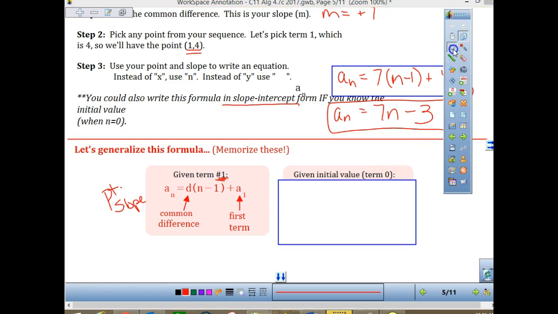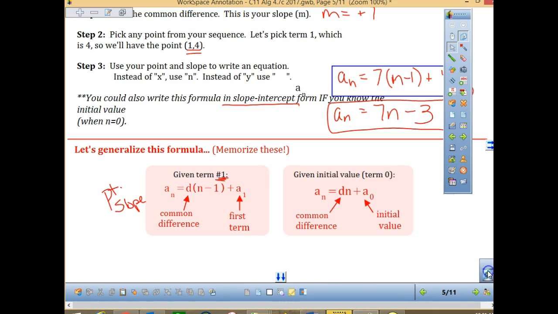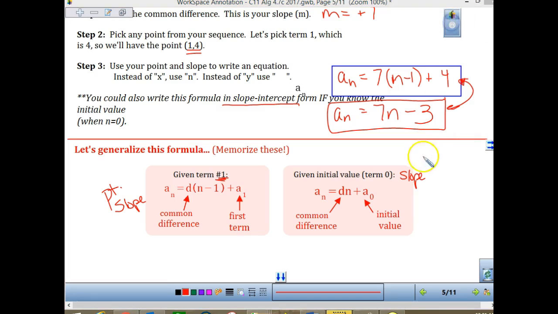If you are given term 0, you are then going to go slope-intercept. So if you're given term 0, you want to think slope-intercept. Okay? So if we are looking at that, slope-intercept. So common difference, that's still our slope, right? Common difference is our slope. But now you have the 0 value. Okay?